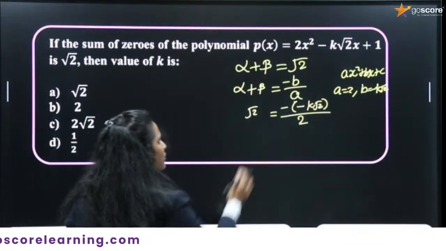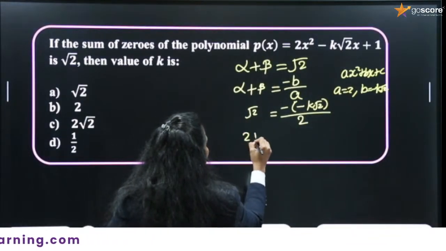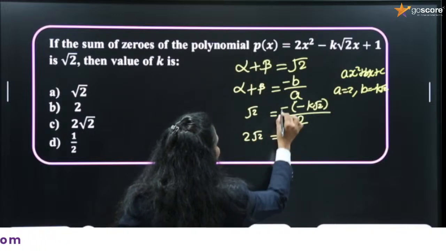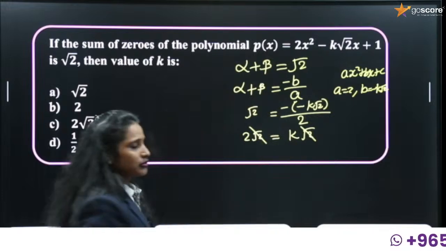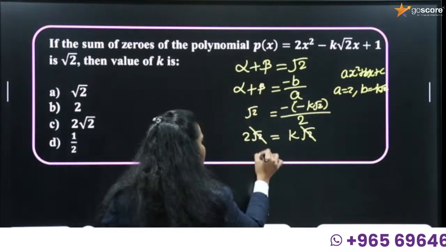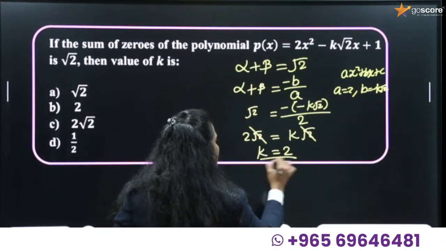Okay, now I am transposing this 2. So 2 root 2 is equal to minus into minus plus this k root 2. I can cancel this root 2. Okay, so now k is equal to 2.